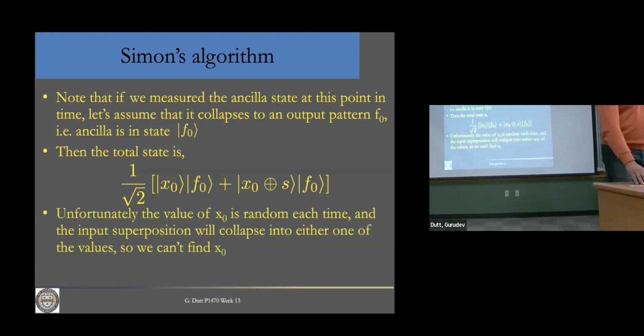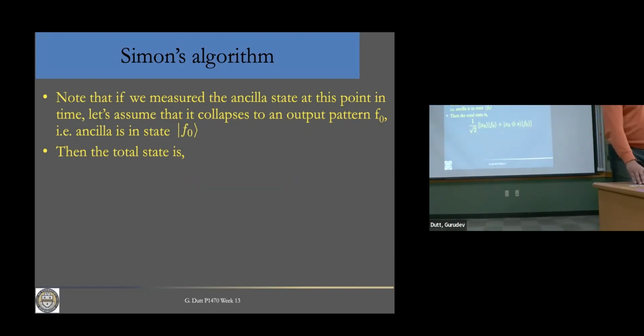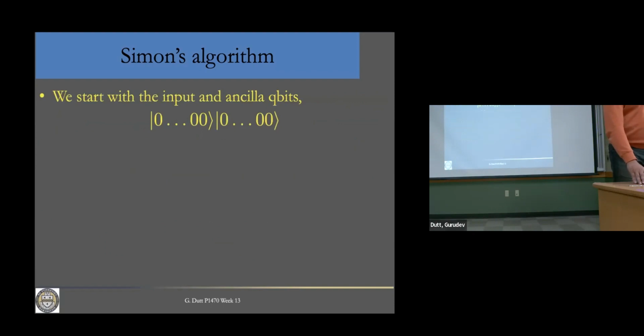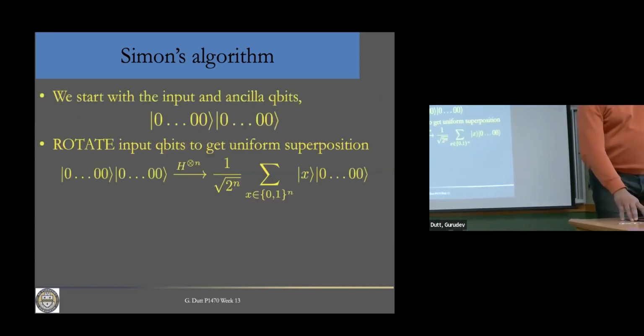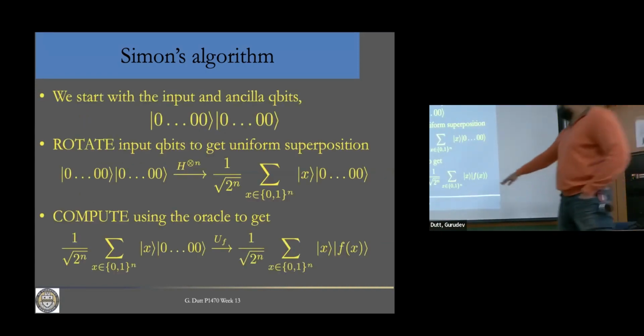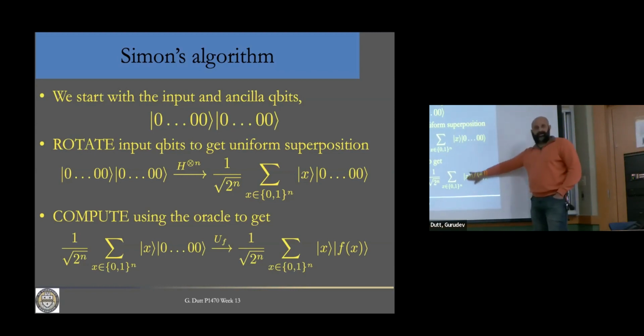All right, so we can't find it by simply measuring over there, which is why, if you go back over here, we have one more rotate step. So these are the input qubits, and they are rotated one more time before measurement. So that's what we will do. So let's look at this state here, and we now apply again our Hadamard to the input qubits.